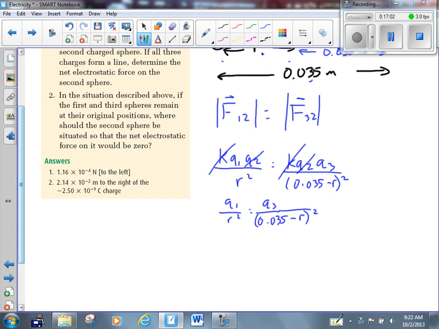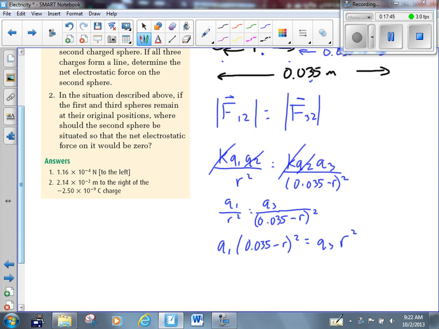I mean, even thus far, it's a challenge question for sure. Physics-wise, though, the hard part's over. Math-wise, we still have a little ways to go. All right, let's try to simplify this a little bit. Let's take the R squared up by multiplying, the 0.035 minus R squared up by multiplying. How's that? Is that okay?